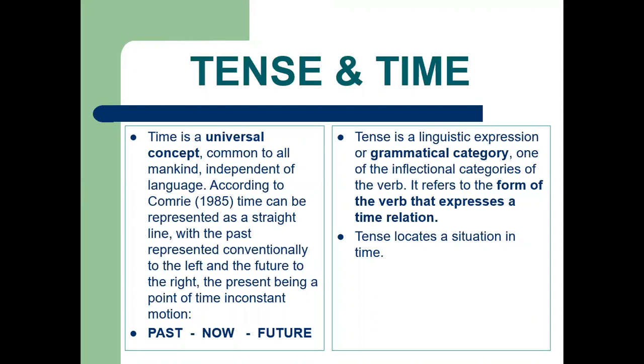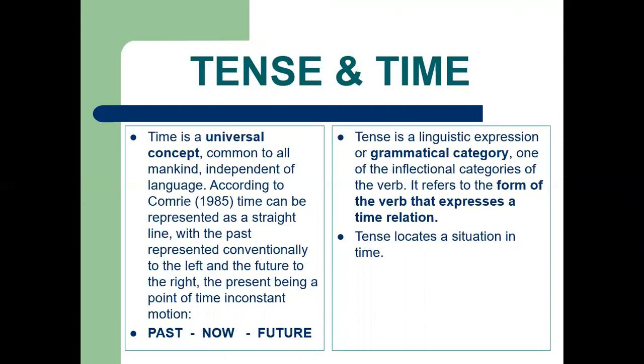Time is a universal concept, common to all mankind, independent of language. According to Comrie, time can be represented as a straight line with the past represented conventionally to the left and the future to the right, the present being a point of time in constant motion, right? So it's past, now, and future.